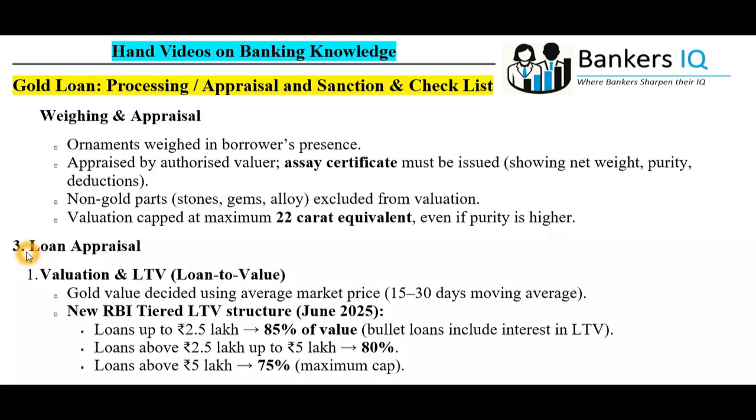Loan appraisal, valuation and LTV, the loan to value ratio. Gold value is decided using the average market price, a 15 to 30 days moving average. As per the new Reserve Bank of India tiered LTV structure of June 2025, loans up to 2.5 lakh rupees get 85% of value. Even bullet loans include interest in LTV.